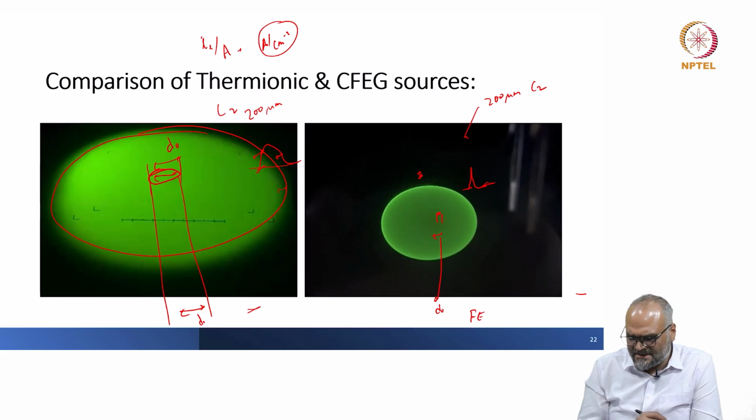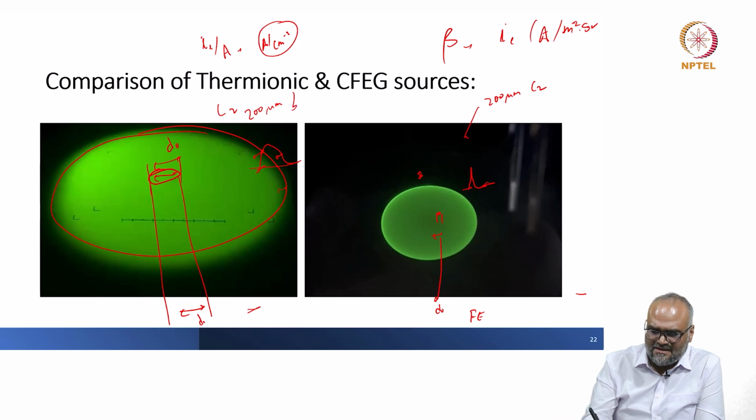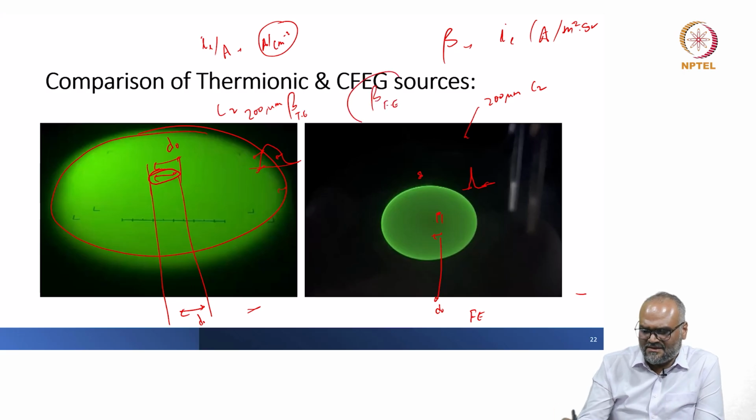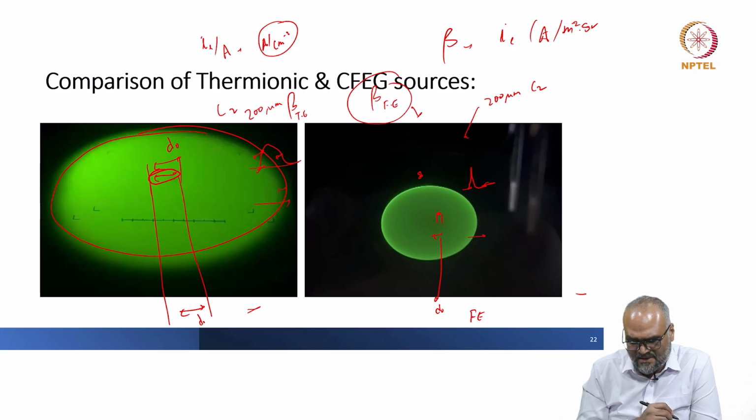I was actually using the same field of view and the same magnification and the same kind of condenser aperture, but the brightness, the value of beta, which is over IE, which is ampere over meter square steradian, in both the cases, if I say beta thermionic emitter versus beta field emitter, this beta value is much higher here in comparison with this.